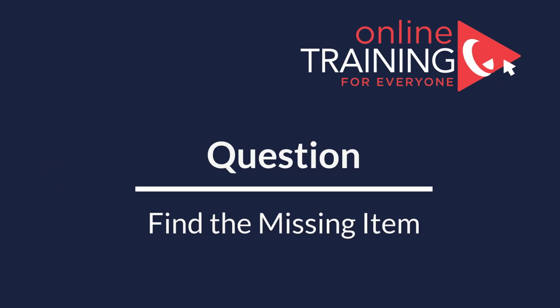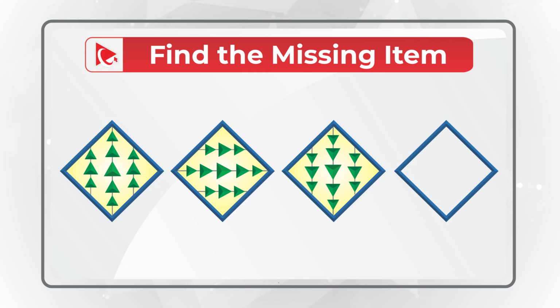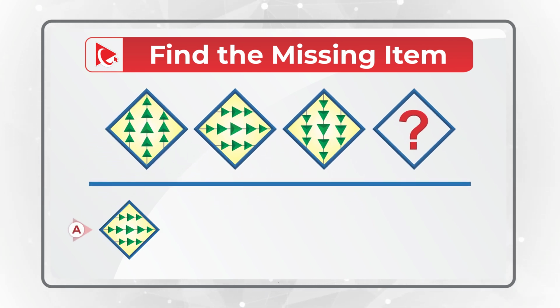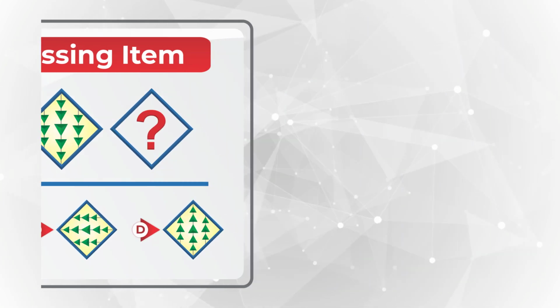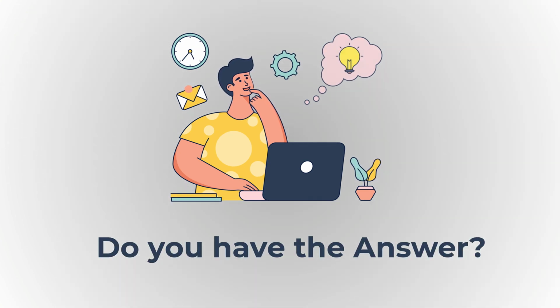Here's an amazing question which tests your analytical skills. You're presented with the set of diamonds. Each diamond has other objects inside, and you need to find the missing diamond, which is diamond number 4. You have 4 different choices to choose from. Choices A, B, C, and D. Take a close look to see if you can come up with the right solution. Are you ready? Do you have the answer? Let me move forward and share with you my version of the solution.